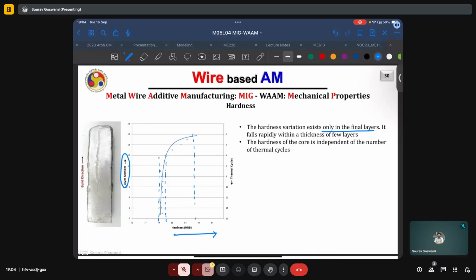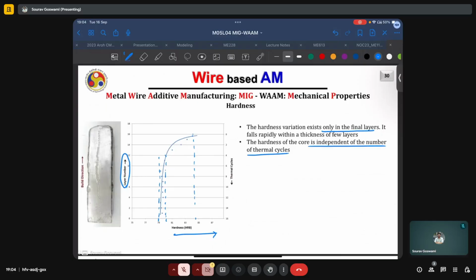Then what happens in the final few layers? The hardness of the core is independent of the number of thermal cycles, because with increasing number of layers, the number of thermal cycles is decreasing. Where do these thermal cycles come from? Whenever a new layer of material is deposited, it will be deposited at temperatures well above the melting temperature, and that heat is conducted away from the melt pool through the previously built layers and the substrate, as well as there is some loss due to convection and radiation.